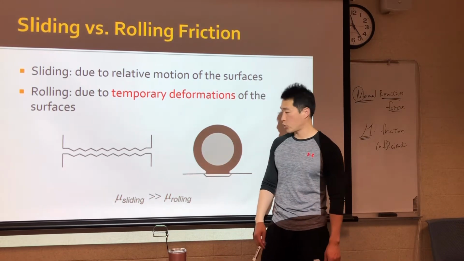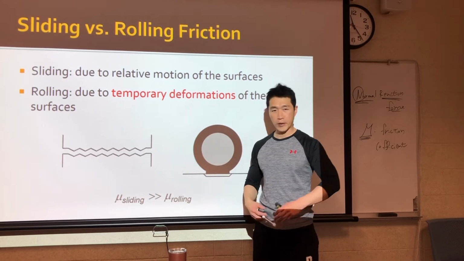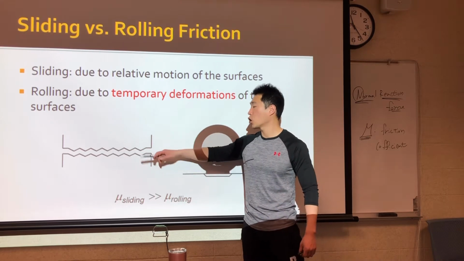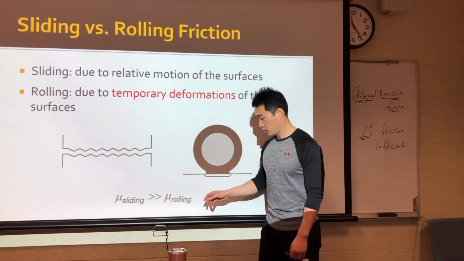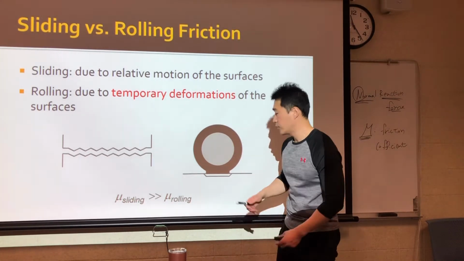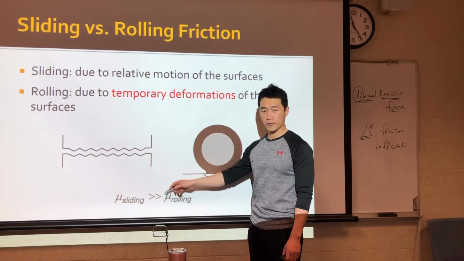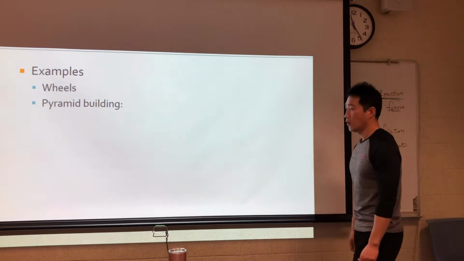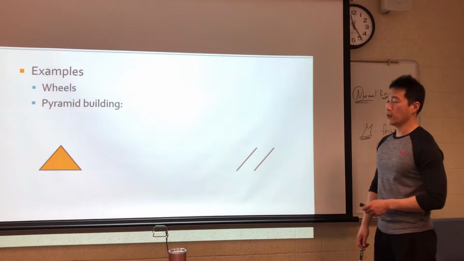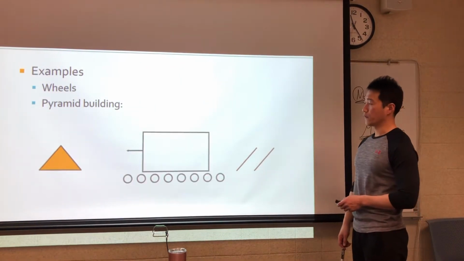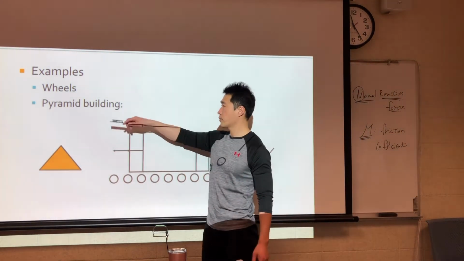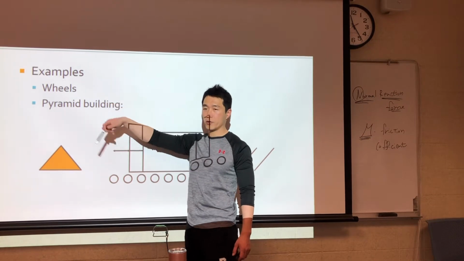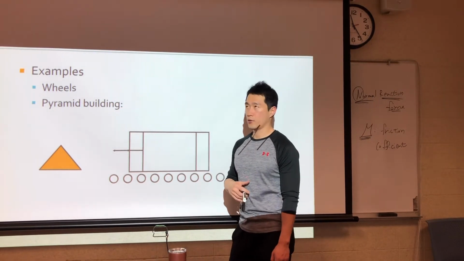So if you compare these two in terms of magnitude, this one is a lot larger than this one. This is very important for your exam. Let me give an example of sliding friction and rolling friction. And the wheel, as I mentioned, all wheels can generate some sort of rolling friction.